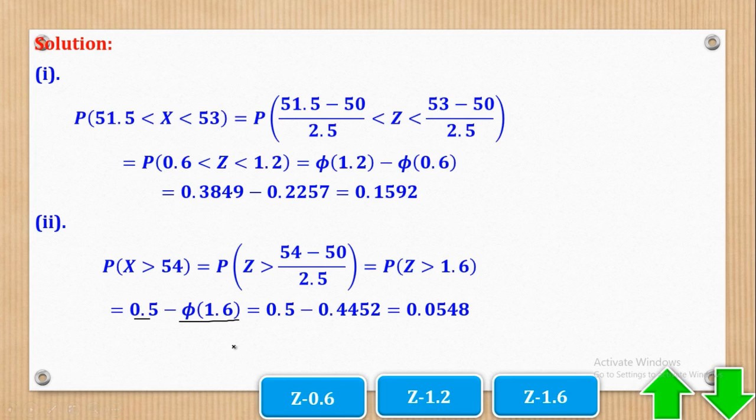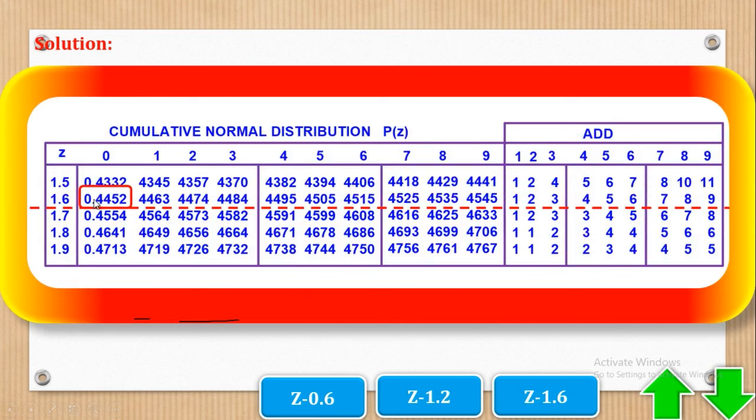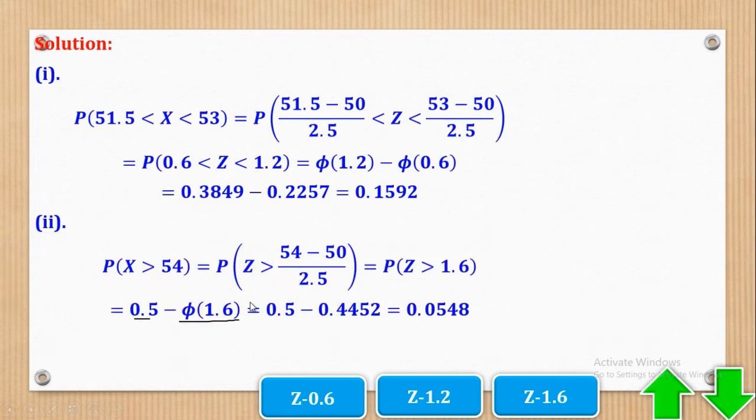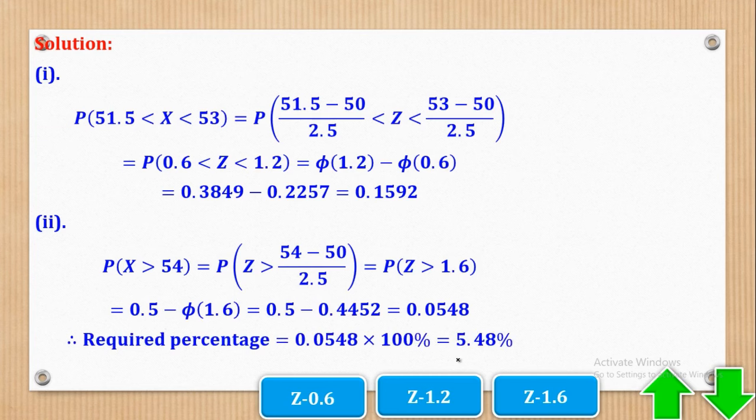Then I used a mathematical table. So when I use this table, you realize that phi of 1.6 is 0.4452. Therefore, this phi was replaced by 0.4452, and when I subtract, I'll come up with 0.0548. But remember, they ask for percentage, so you have to multiply by 100 to come up with the required percentage. So basically that's what they wanted.